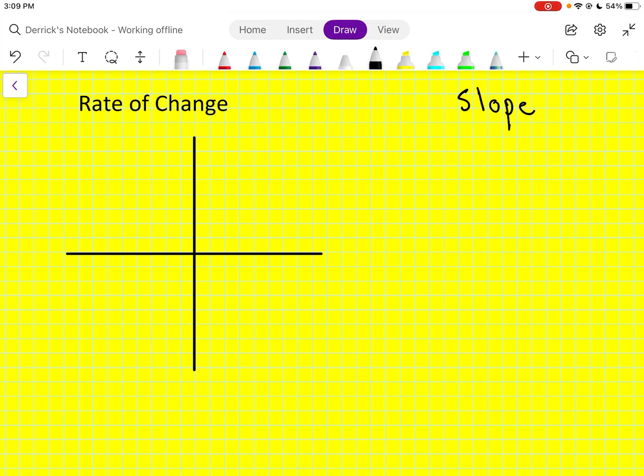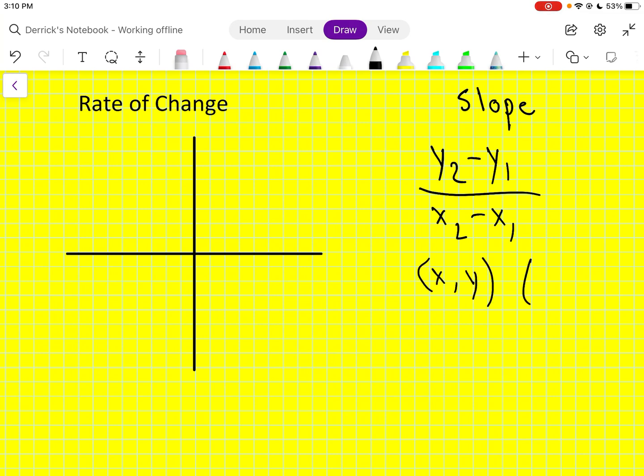And so for slope, if you've learned slope before, your formula is y sub 2 minus y sub 1 over x sub 2 minus x sub 1. Real quick review, the idea being you pick any 2 coordinate points, an xy coordinate point and another xy coordinate point, and we designate one of them the first xy coordinate point, and the other the second xy coordinate point, and that's where that slope formula comes from, right?